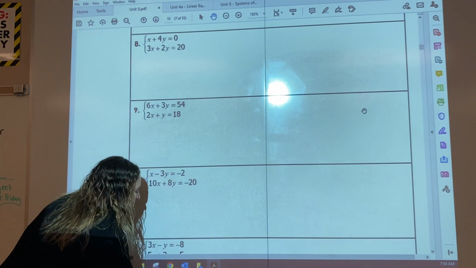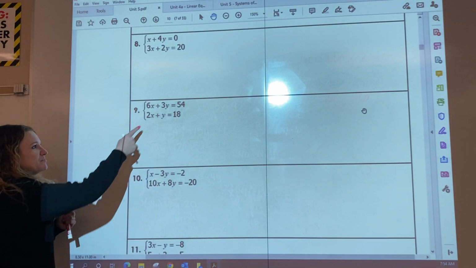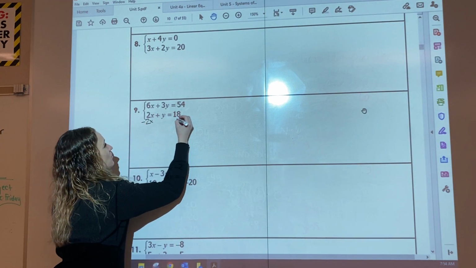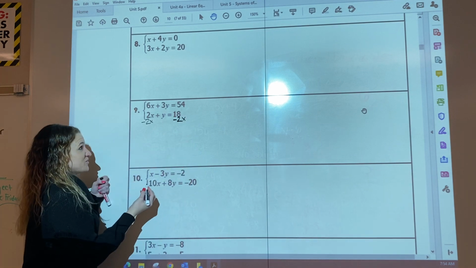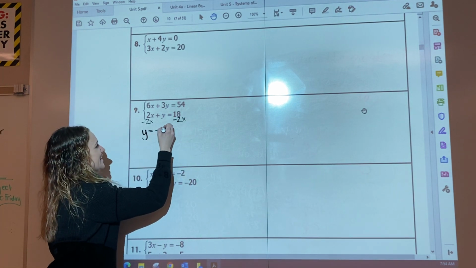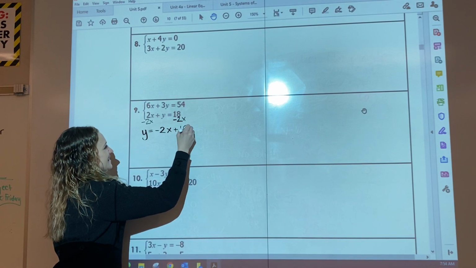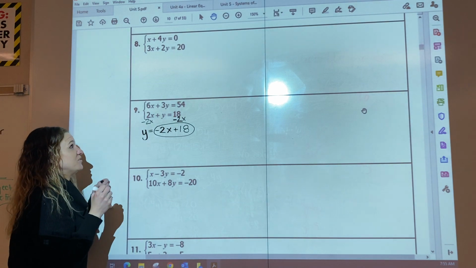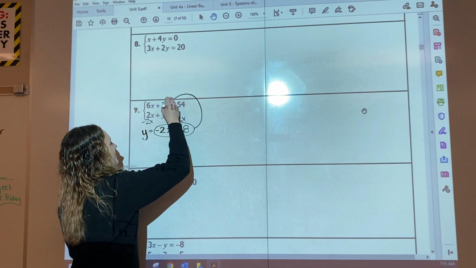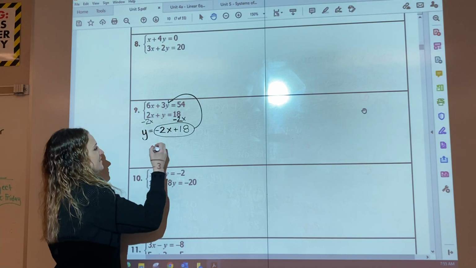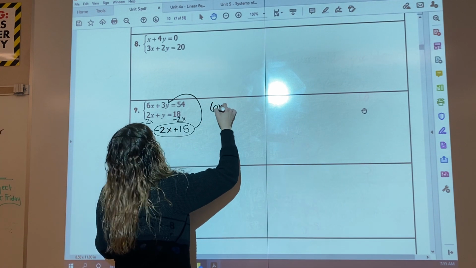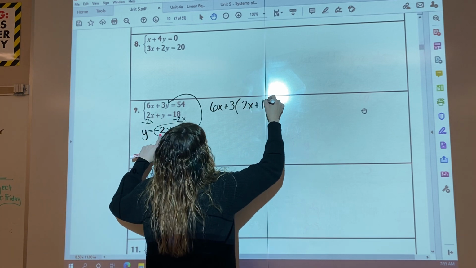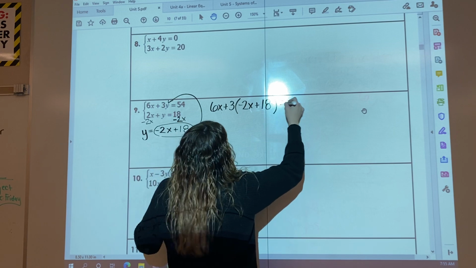Alrighty, substitution method. Looking at number 9, I see this bottom equation has the y by itself right here, which means that the only thing I'd have to do to get that y by itself is to subtract the 2x on both sides, leaving me with y equals negative 2x plus 18. Now that I've got that solved for, I'm going to substitute in for y in my other equation. So I'm going to have 6x plus 3 times negative 2x plus 18 equals 54.